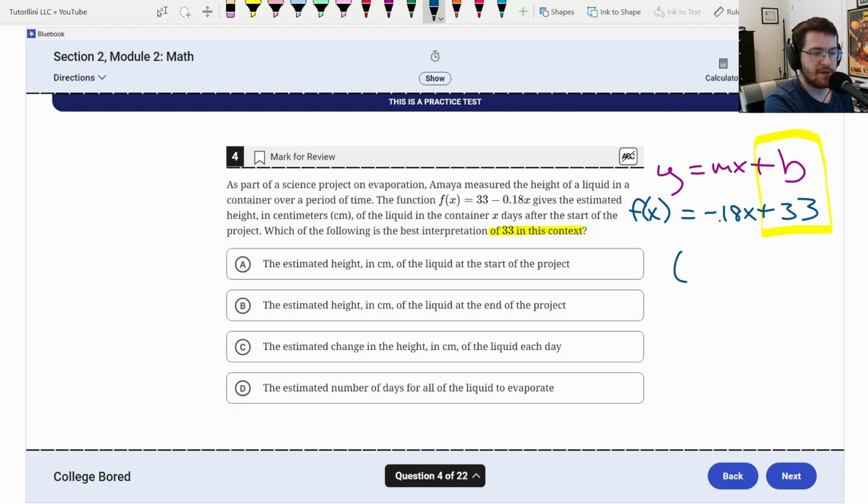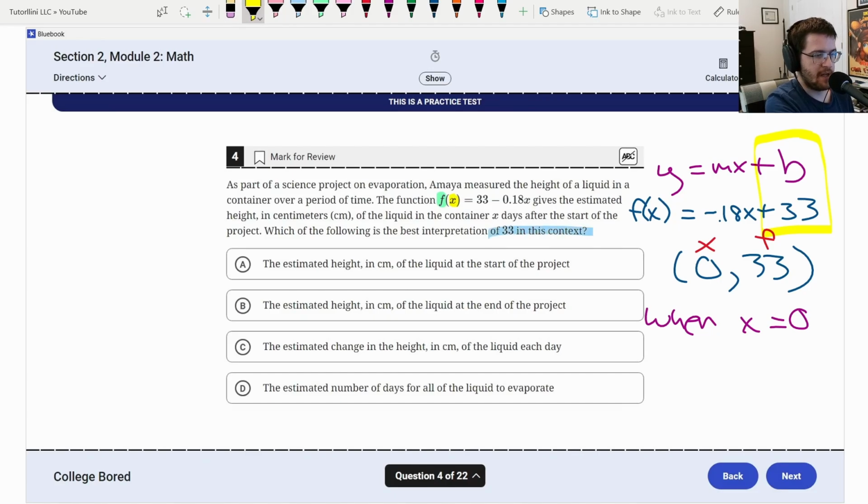So the coordinates of the point that the 33 represents is (0, 33), where the x coordinate is what's inside the parentheses, which is x. And then the y coordinate is our function name, which is what's outside. So that's f. So when x equals 0, what does it say x is? It says, let me change this one.